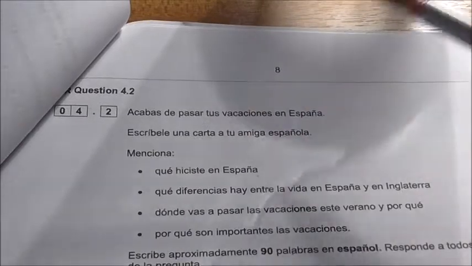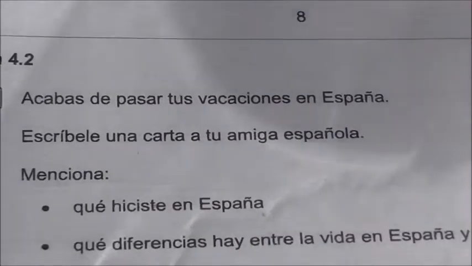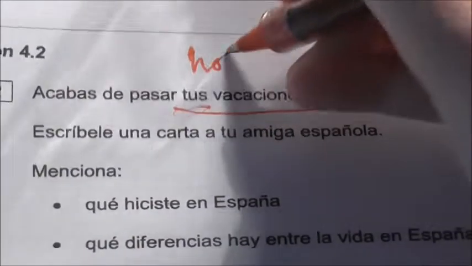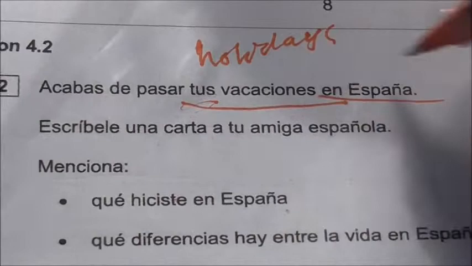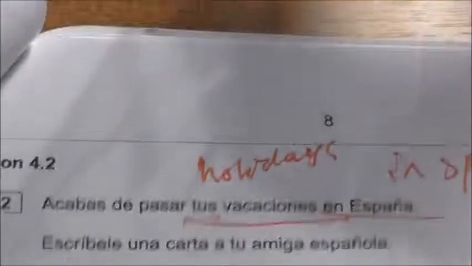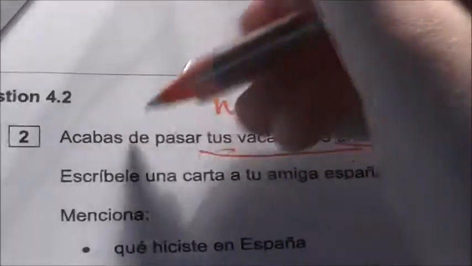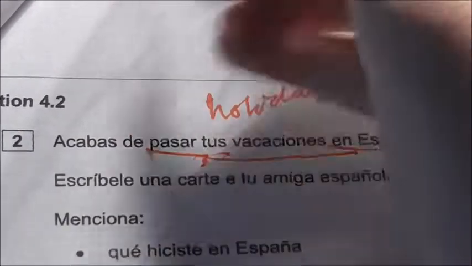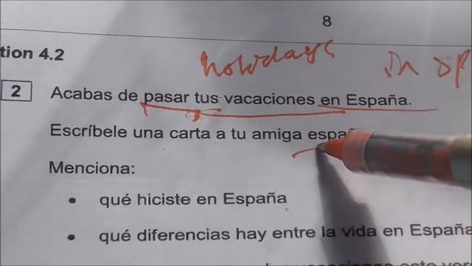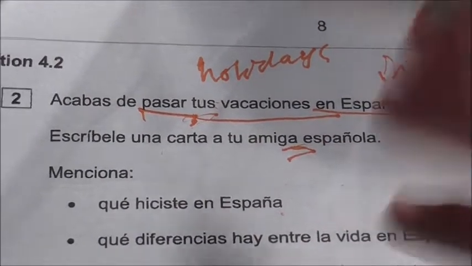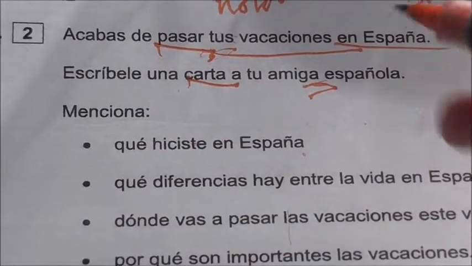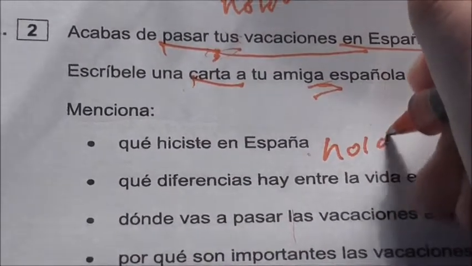You just spent your holidays in Spain. So you're going to get that is obviously holidays in Spain. So your overall thing you're going to think about is it's talking about holidays in Spain. If you get that, it's not past, it's like talking about time, what you did. So you're asked to write to your female friend. Write a letter, of course. What did you do in Spain? So talk about stuff you did, like holiday, plans, etc.